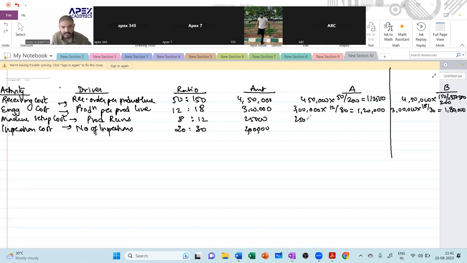Now here we are looking at 25,000 multiplied by 8 divided by 20. So 25,000 divided by 20 multiplied by 8 gives me 10,000. And 25,000 multiplied by 12 divided by 20 gives me 15,000. Here I'm looking at 200,000 multiplied by 20 divided by 50. I think this will get me to, if I'm not mistaken, 80,000. So 2 lakhs divided by 50 multiplied by 20 will do 80,000. I must have said 80 lakhs by mistake. So 2 lakhs multiplied by 30 divided by 50 gets me to 120,000.